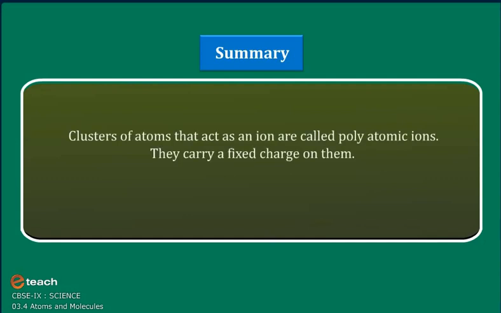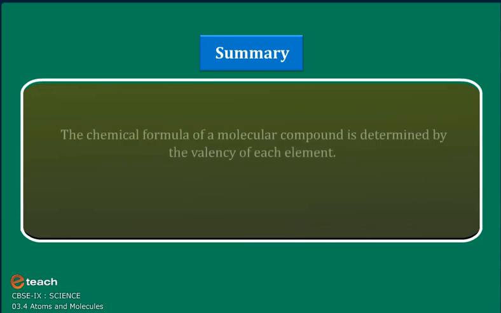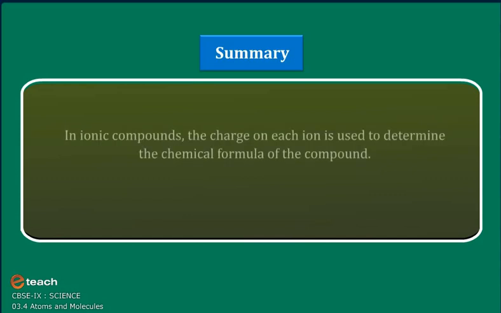Summary: clusters of atoms that act as an ion are called polyatomic ions. They carry a fixed charge on them. The chemical formula of a molecular compound is determined by the valency of each element. In ionic compounds, the charge on each ion is used to determine the chemical formula of the compound.